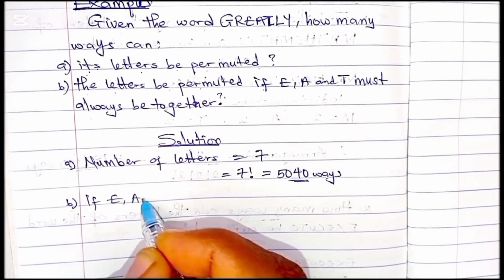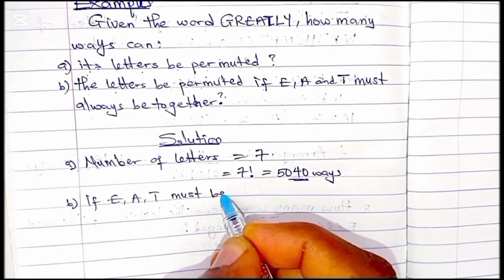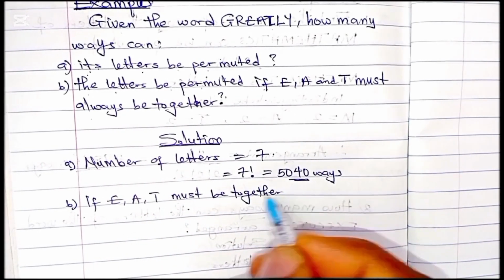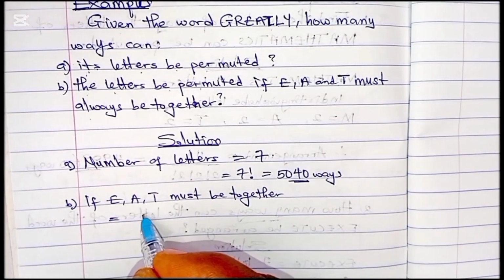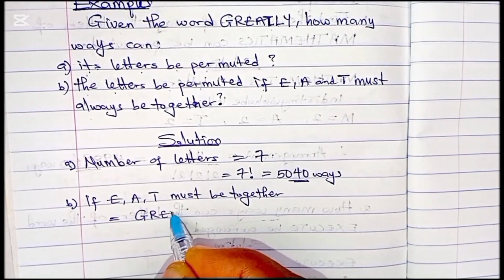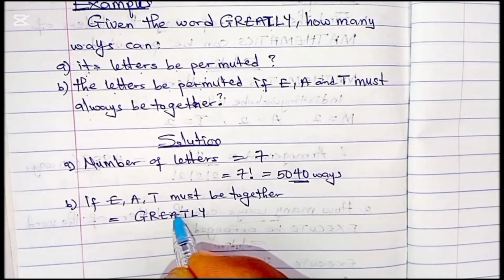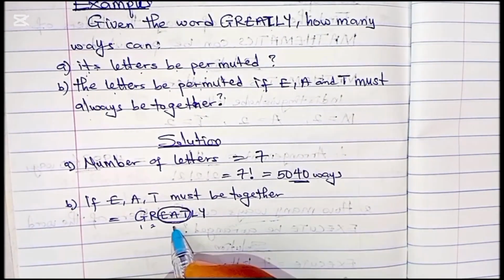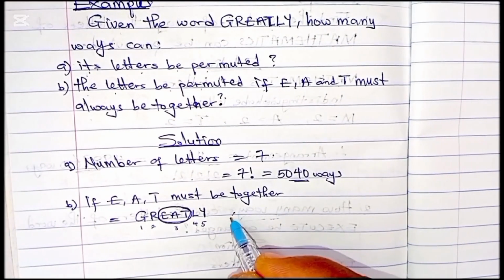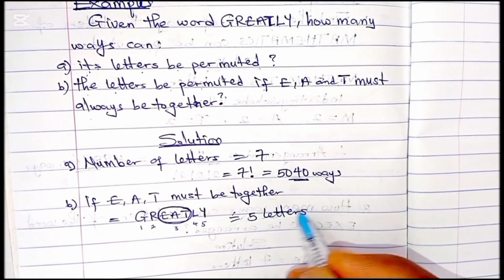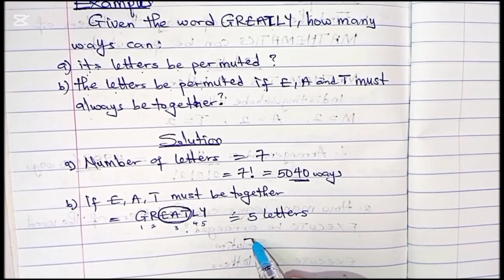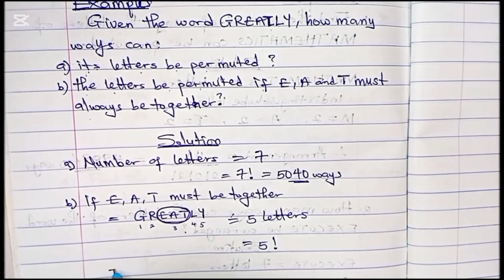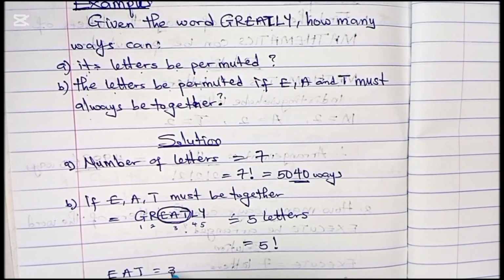The condition in B is that the letters E, A, and T must always be together whenever we arrange them. So if that is so, we consider E, A, and T as one block of letters. Instead of having 7 letters, we now have 5 letters, and that will be arranged in 5 factorial ways.